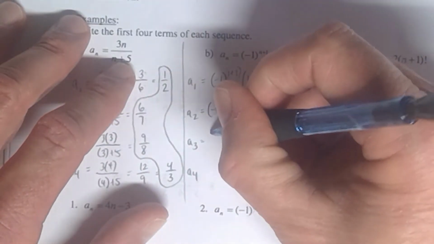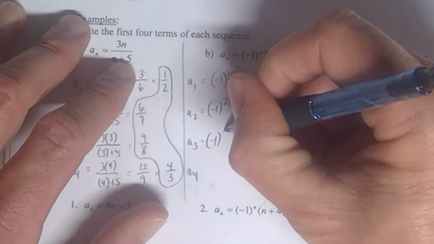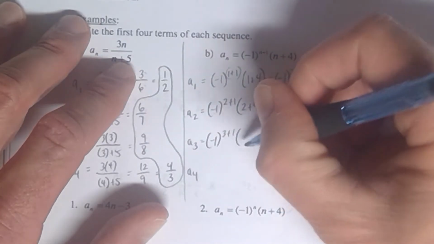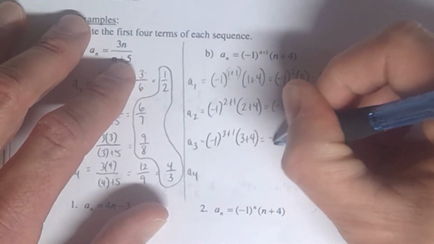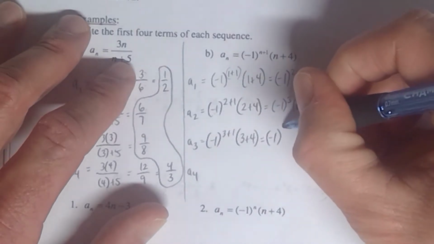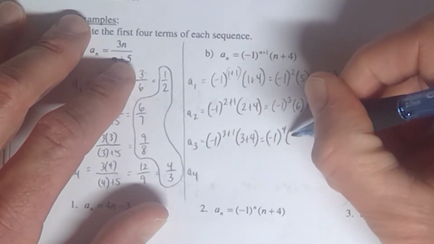A couple more times here, following the same idea that we just talked about in the previous two parts. Figure out the exponent at the same time that you figure out that parenthesis.